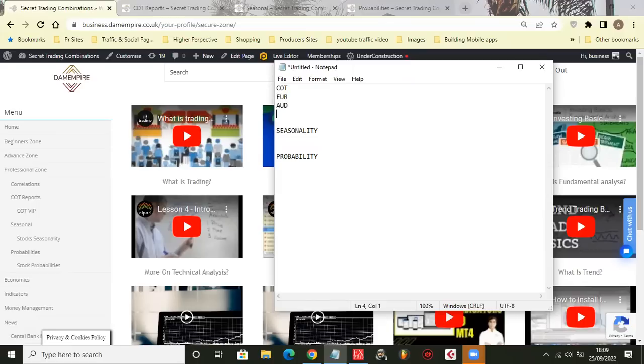Euro, AUD, then we have JPY, GBP, and USD. This is almost the entire set of assets. We have NZD, and we have CAD. Yeah, I think that's it. We have those seven right there. That's literally the entire seven.